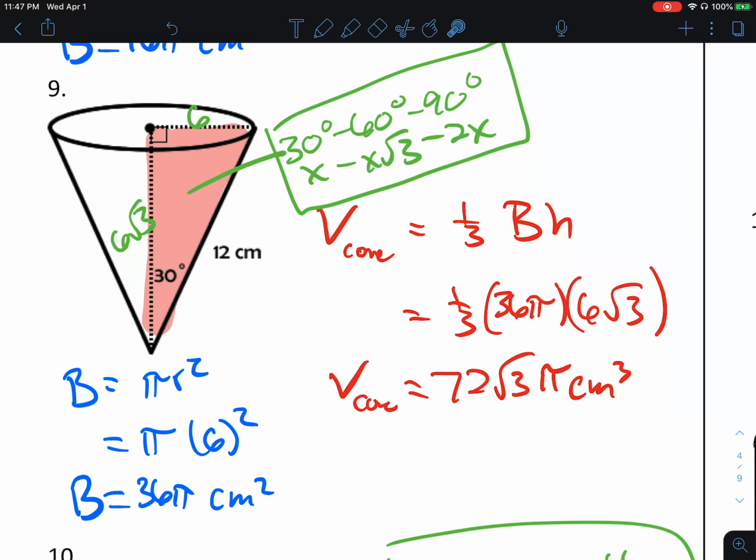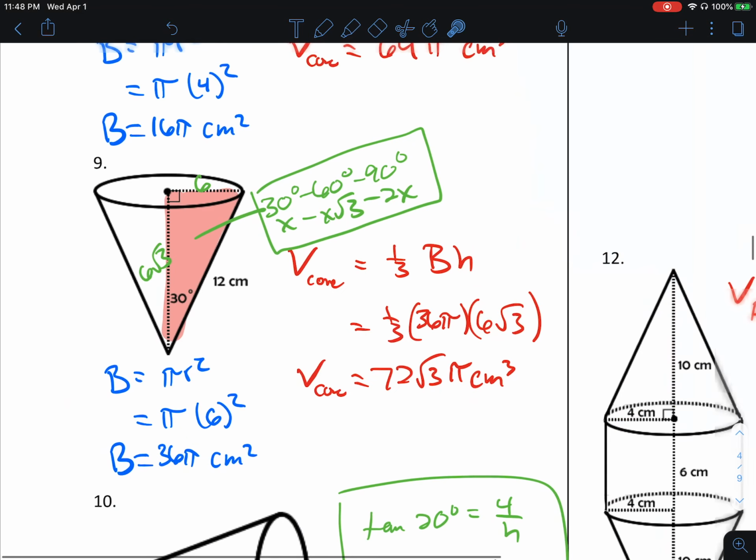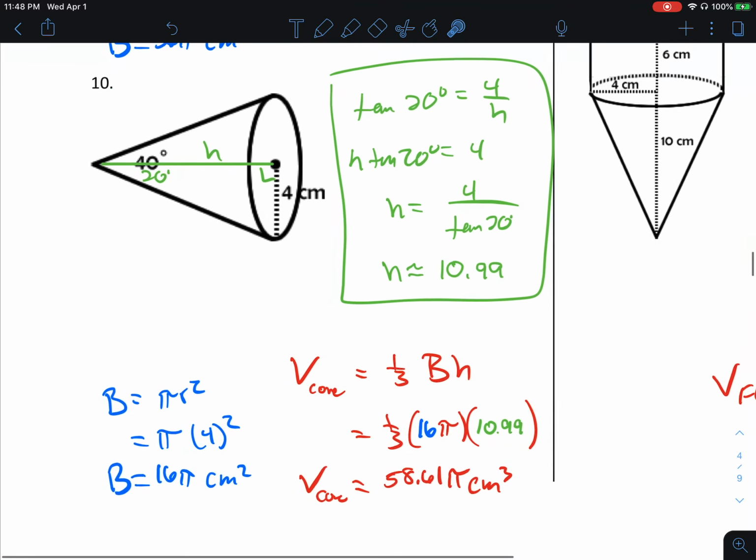the short leg times the square root of 3. So the height of this is 6 square roots of 3. The area of the base is going to be 6 squared pi, which is 36 pi. So 36 pi times 6 times the square root of 3, times a third. A third of 6 is 2. 2 times 36 is 72. Throw a pi and a square root of 3 on there, and you're done.